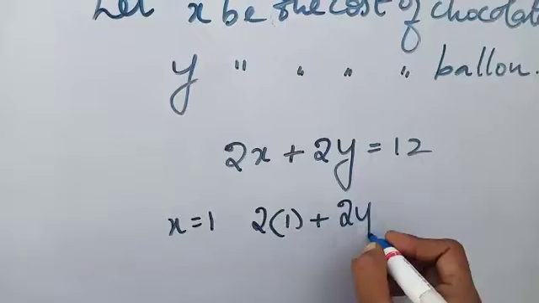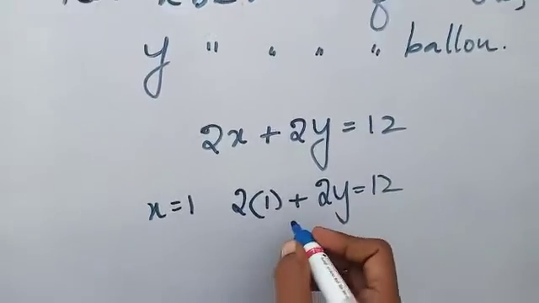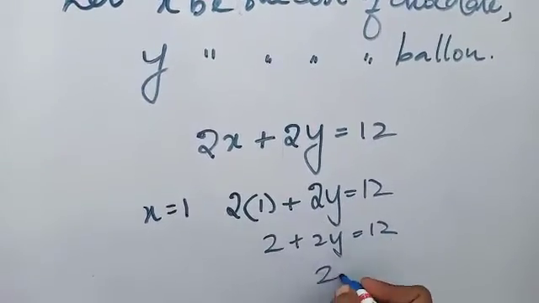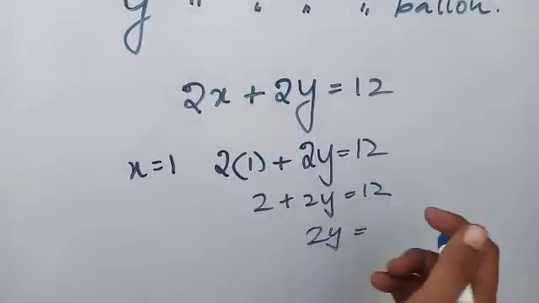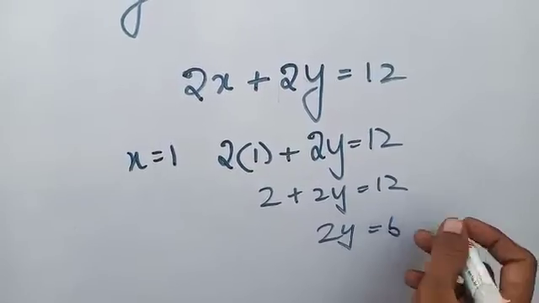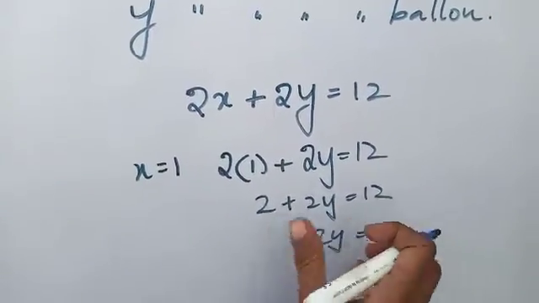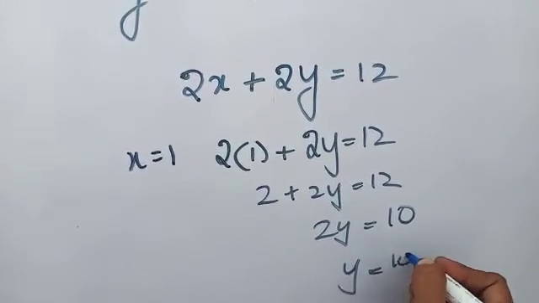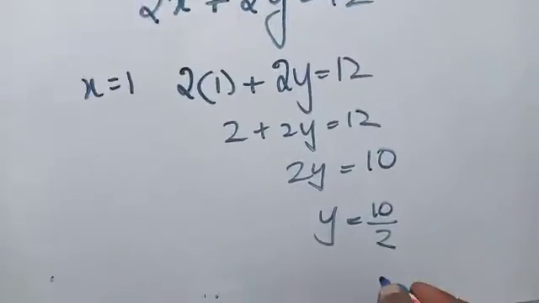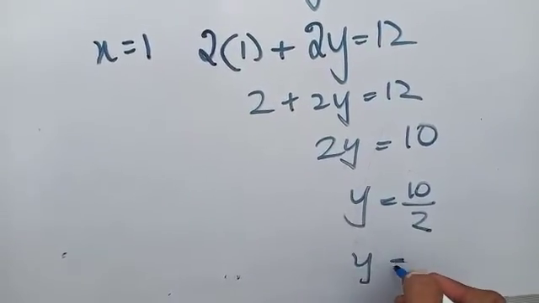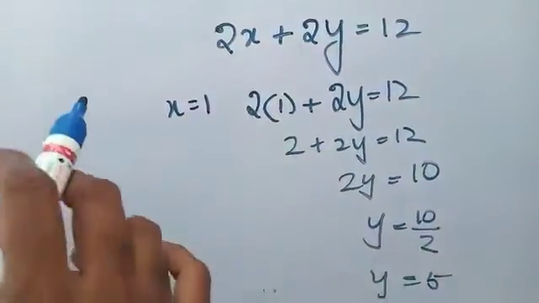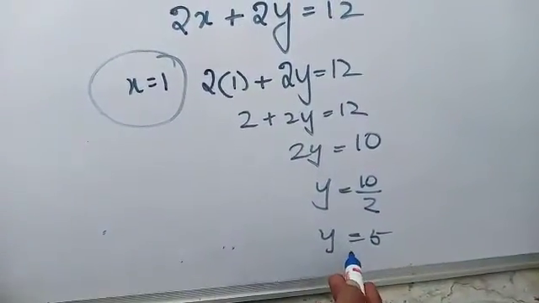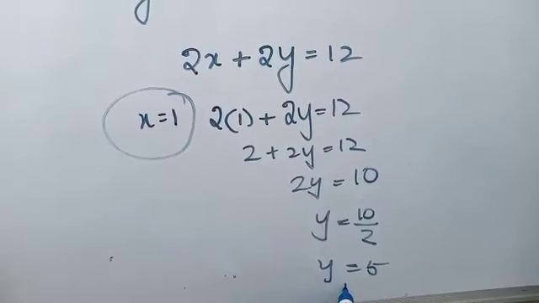I'll get the y value now. 2 into 1, that is 2. 2y is equal to 12. Then 2y is equal to 12 minus 2. What will you get? 12 minus 2, what will you get, dear? 10. Then the y value is 10 divided by 2, that is 5. If I take the cost of a chocolate as 1 rupee, what is the cost of the balloon, dear? That is 5 rupees. Okay.